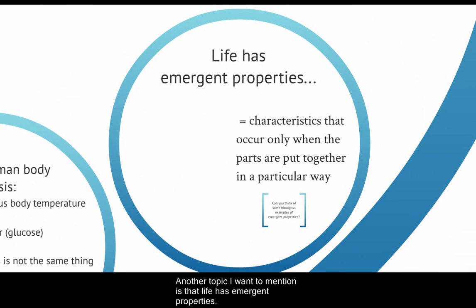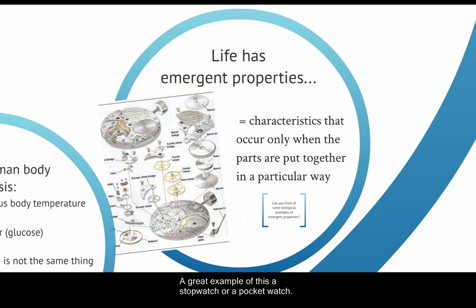Another topic I want to mention is that life has emergent properties, and these are characteristics that only occur when parts are put together in a particular way. A great example of this is a stopwatch or a pocket watch. It's got all these complex parts, and the emergent property is the ability to tell time. If I had a cardboard box with all of these loose pieces in it, I wouldn't be able to tell what time it is. So it's all about putting things together in just the right ways.